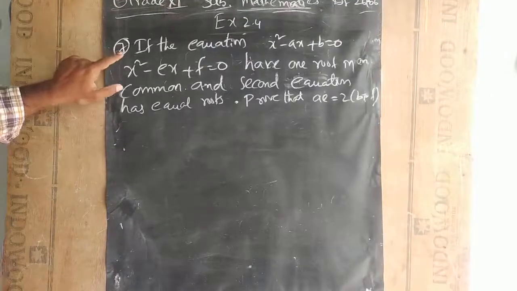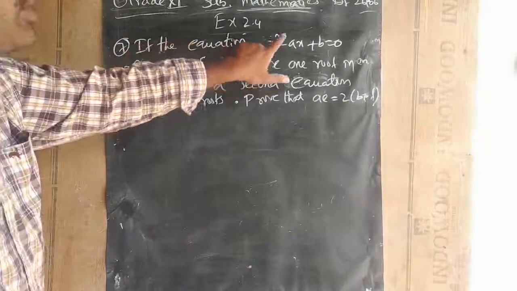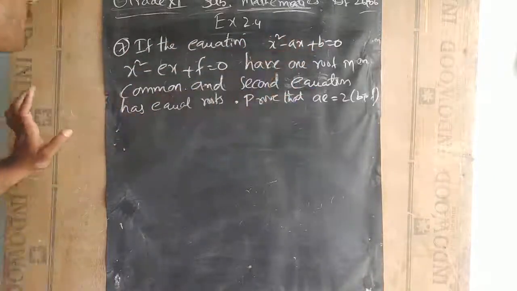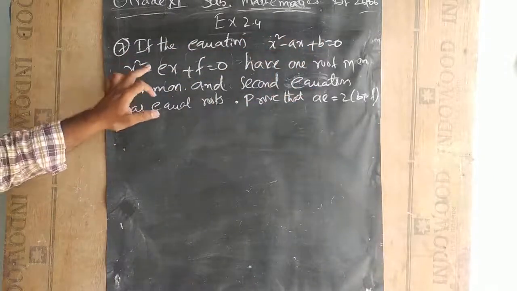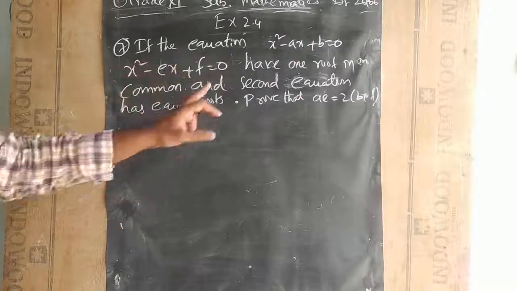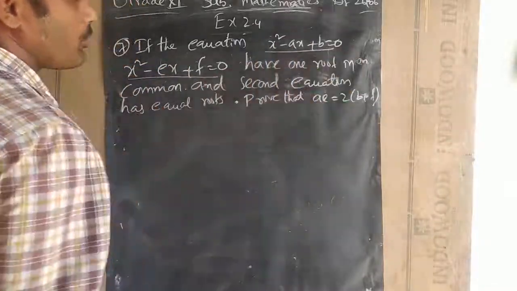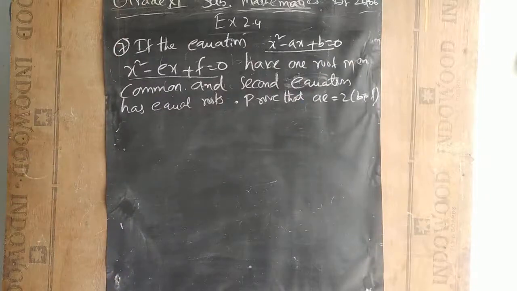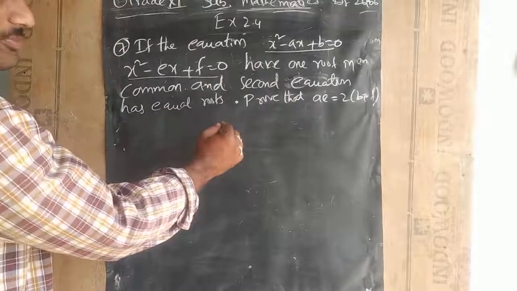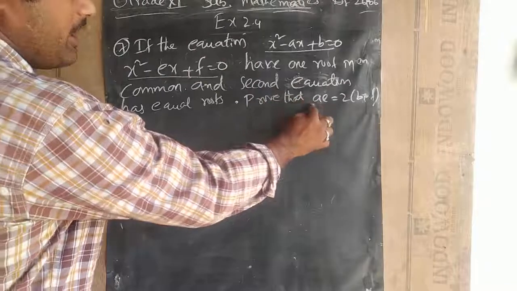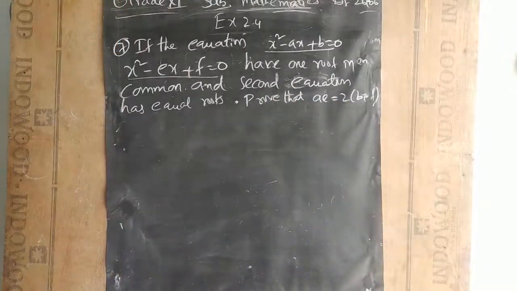Next question, friends. If the equations x² − ax + b = 0 and x² − ex + f = 0 have one root in common, and the second equation has equal roots, we need to prove that ae is equal to 2(b + f).